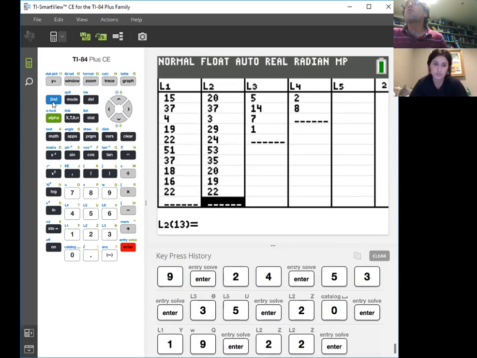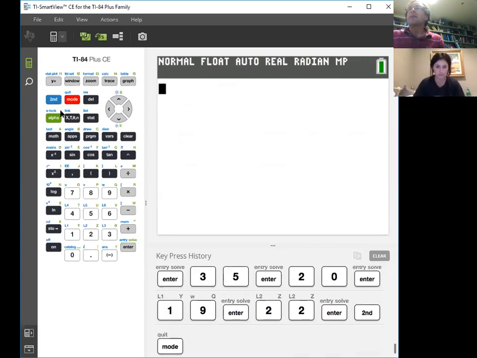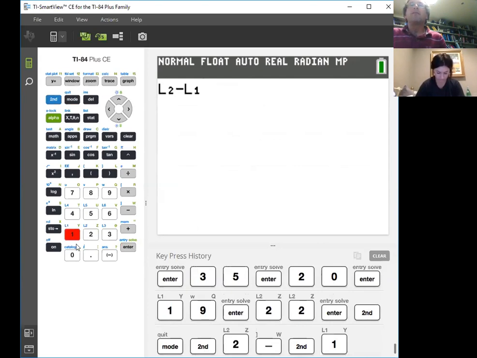First thing I can do is I'm going to go quit. So second quit. Then I'm going to type second 2. That gives you L2 minus second 1, L1. Because again, we're interested in the differences. That's our new variable, right? So we need to give that variable a name.